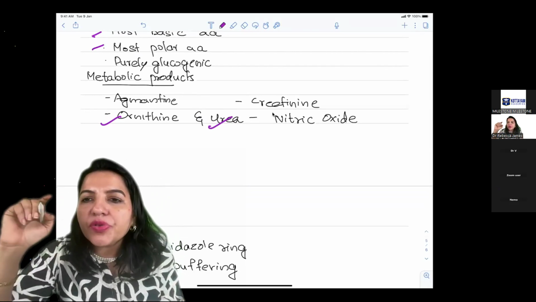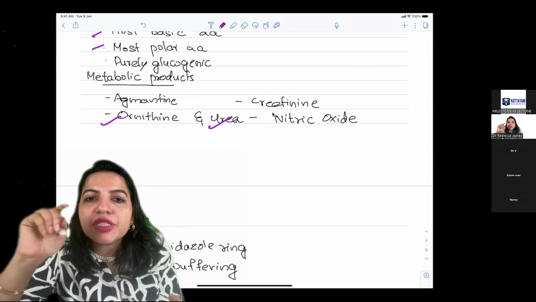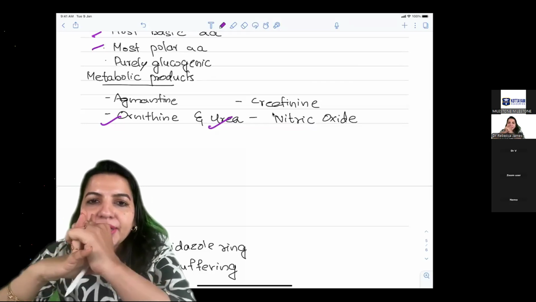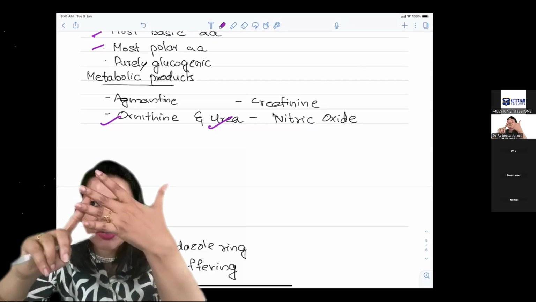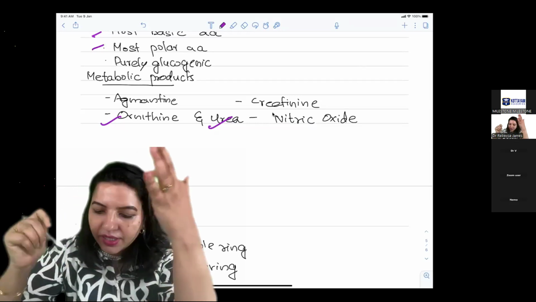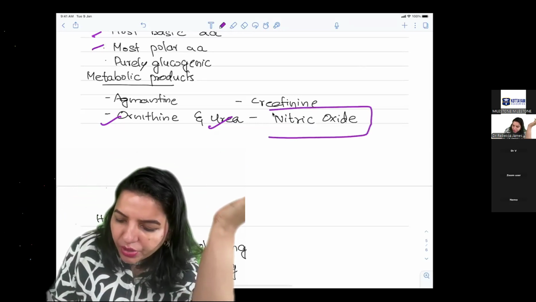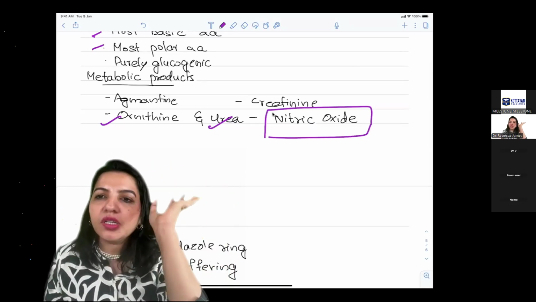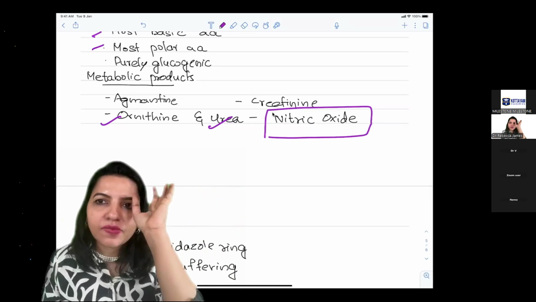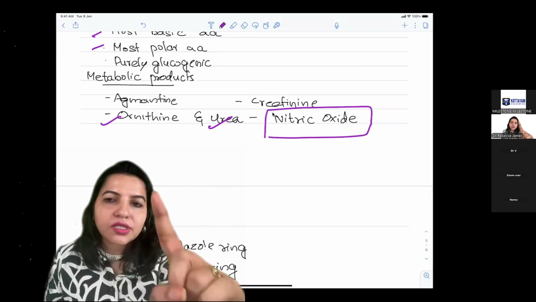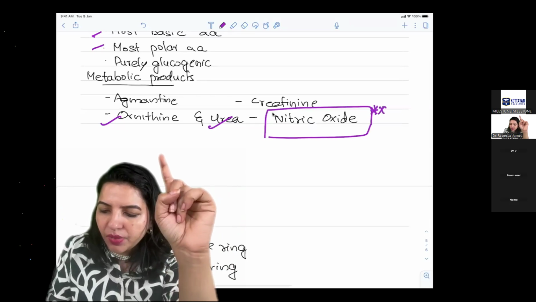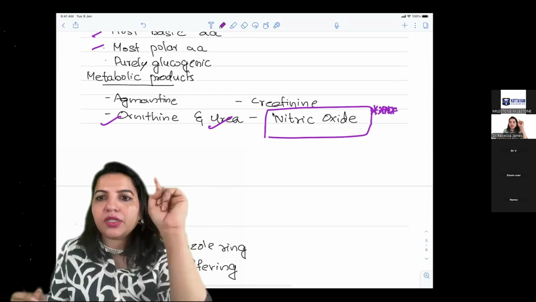What are the 3 amino acids in creatinine? Glycine, arginine, methionine. So there also we have seen arginine is there. Plus, this is the most important thing that you have to learn: nitric oxide is derived from arginine. If you forget everything else, that's fine, but please don't forget this. Nitric oxide is derived from arginine. A very important compound derived from arginine.